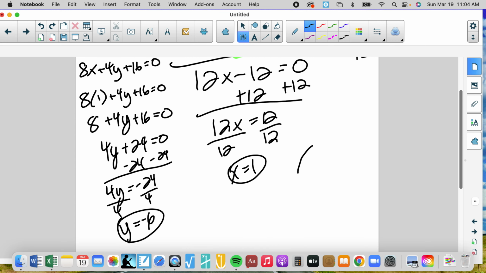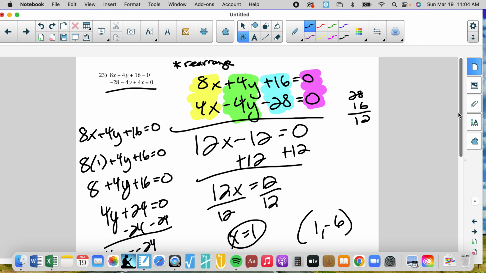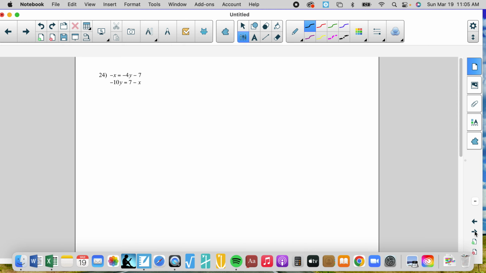Where am I going to write that? 1, negative 6. I plugged into the bottom equation, so I'm going to test with the top. 8 times 1 is 8. 4 times negative 6 is negative 24. 8 and negative 24 gives me negative 16. Negative 16 and positive 16 is 0. So that worked. All right.